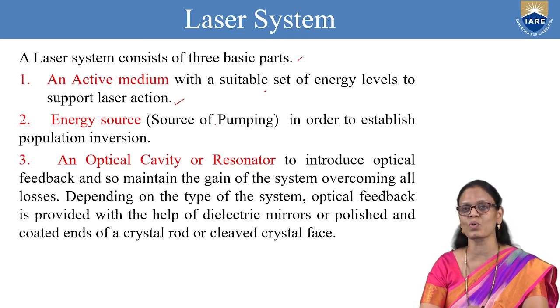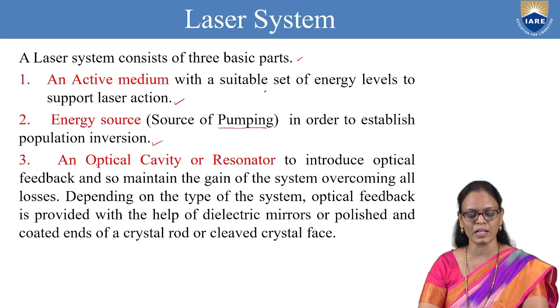Energy source is a source for pumping. So why do we need an energy source? We need population inversion. Why do we need population inversion? Only when there is population inversion, we get transition to the lower level, energy will be emitted, and if it is coherent, we get laser. So the energy source is very much required. That is the source of pumping to attain population inversion. So the second part is the energy source.